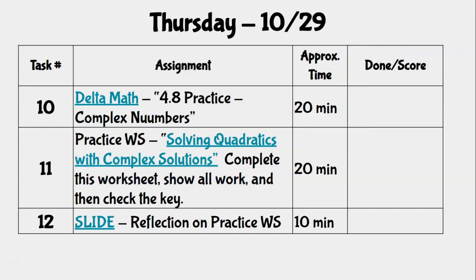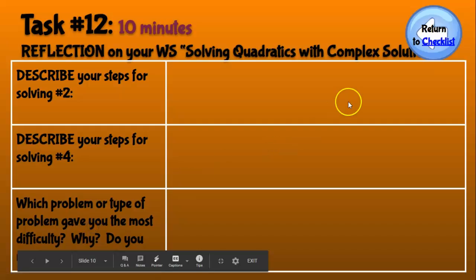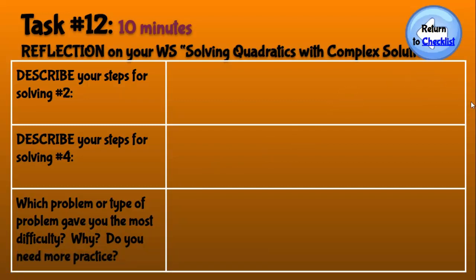And then on Thursday, you're going to practice the operations for complex numbers on Delta Math, followed by a practice worksheet that's in your packet. It's called Solving Quadratics with Complex Solutions. If you do not have that packet anymore or never got it, we uploaded a PDF of that worksheet, and you can either print it or just write down the problems on another sheet of paper. You then will go to a slide where you go over your thoughts about your problems. I ask you some things about taking your math and translating it to words.